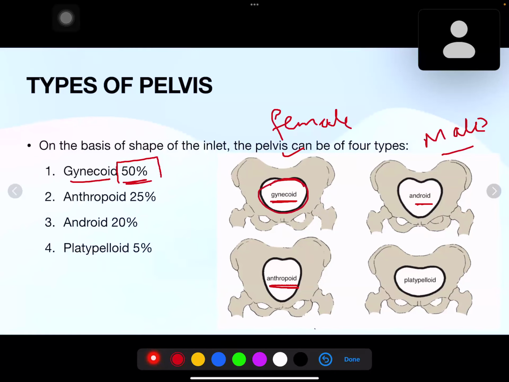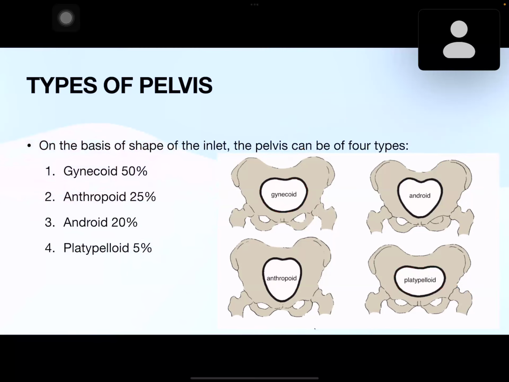The oval inlet, and this is the platypelloid. It is also an oval, but it's very flat. You see the AP diameter is very short here. So for the head to enter is very difficult. So this is a very long oval. You can say it's platypelloid, and it is the least common. So if they ask you what is the most common type of pelvis, it would be the gynecoid, and the least common would be the platypelloid. Okay. And what type is the male?